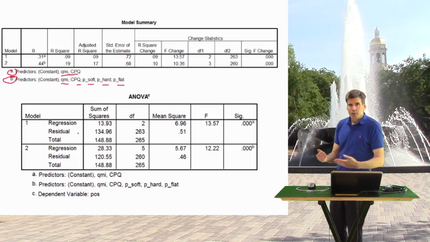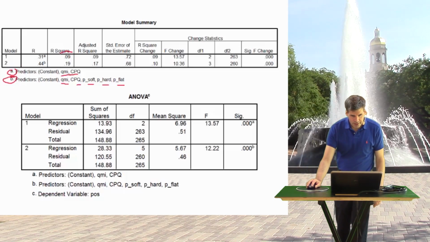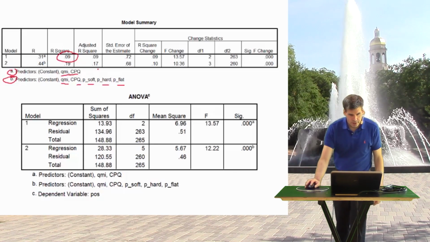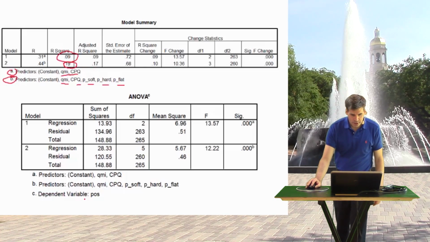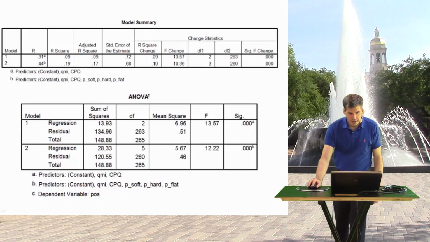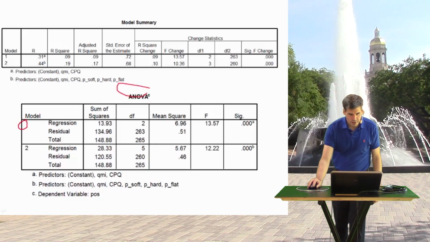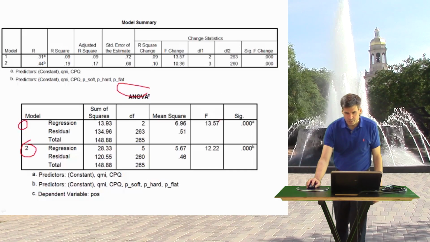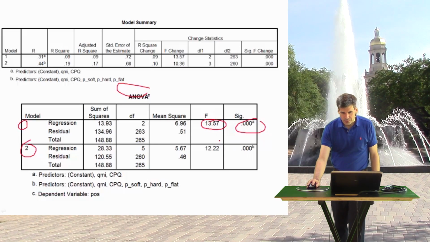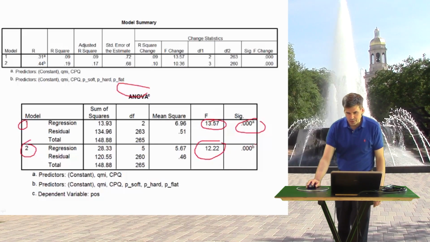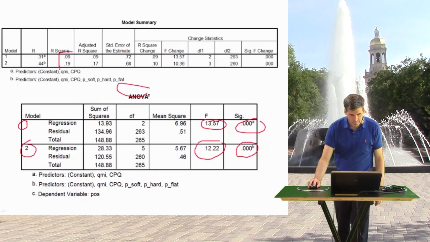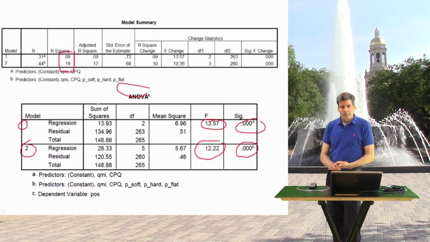So if you ever get confused about what is what in your models, you can look at those footnotes and see what it is. Model 1, where I had just 2 predictors, we explained 9% of the variance. Model 2, when we added 3 variables to have a total of 5 predictors, we explained 19% of the variance. Are those R squared significant? We can look down here at our ANOVA table, and again, we have an ANOVA table for model 1 and an ANOVA table for model 2. For model 1, with just 2 predictors, our F value is 13.57, and that is significant. And model 2, with all 5 predictors, our F value is 12.22, and that is significant as well. So both those R squareds, 0.09 and 0.19, are significant.